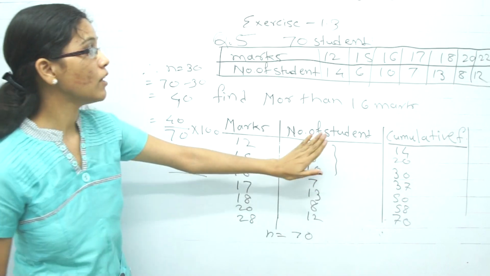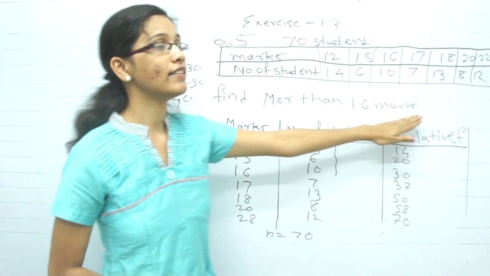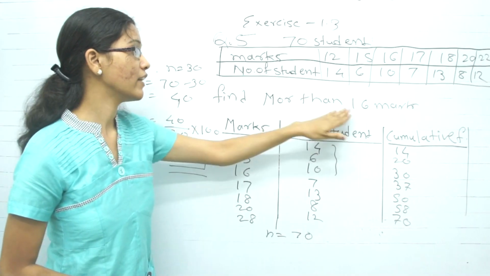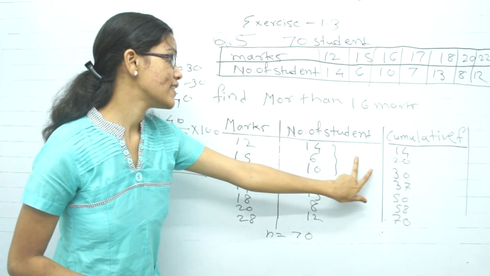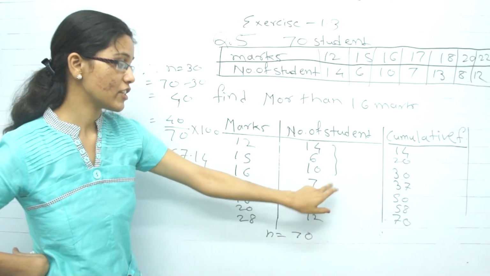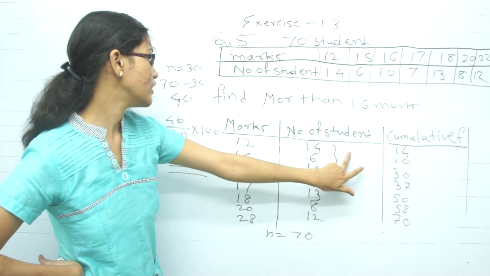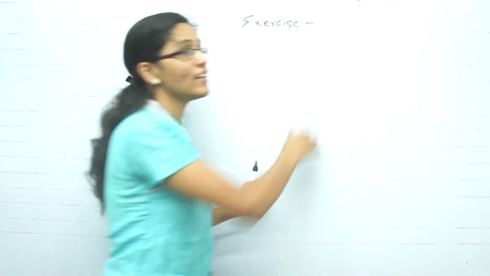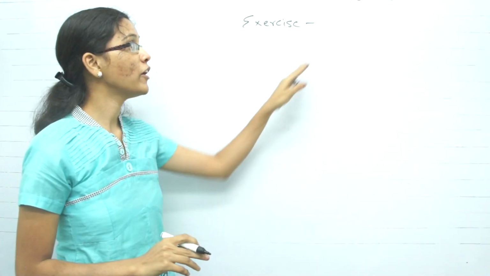If it comes in the exam, I know that you will solve it easily. You just find the less than 60 marks: 14 plus 6 plus 10, so 70 minus 30 is equal to 40. So 57.14. We are over with exercises 1.1, 1.2 and 1.3.